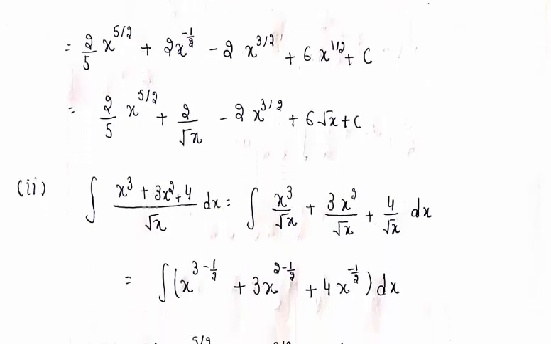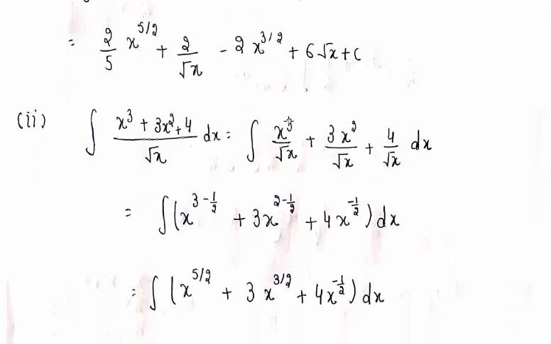Now next, we want to find the integration of x raised to power 3 plus 3x square plus 4 over under root x. Now to solve this integration, as our numerator is a combination of 3 terms and the denominator has only one term, that is under root x, we can rewrite this integration as x cube over under root x plus 3x square over under root x plus 4 over under root x dx.